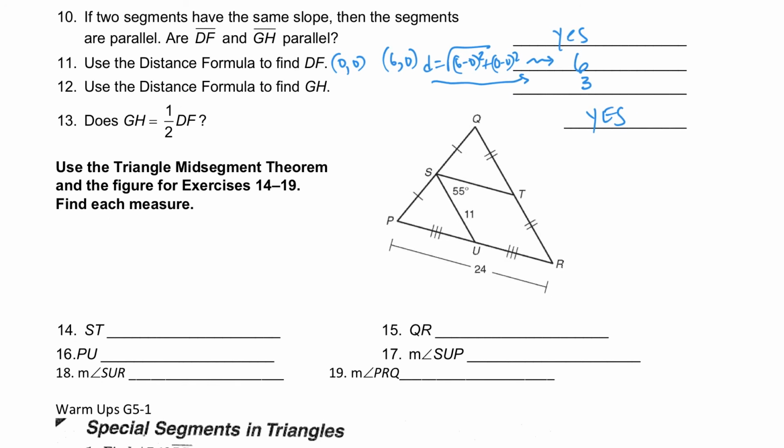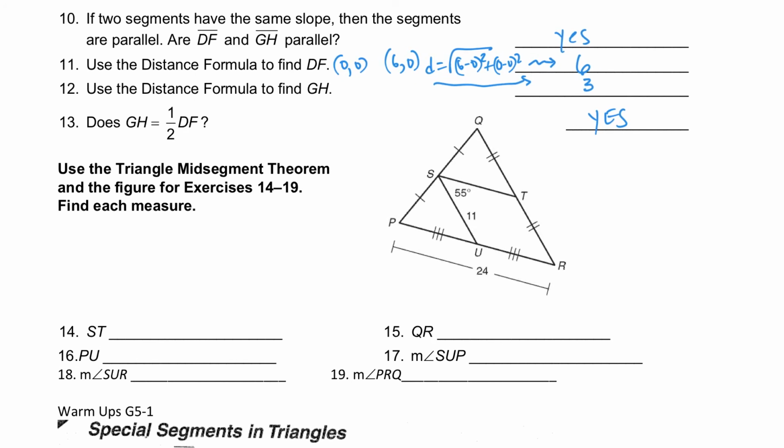All right, on the next problem, let's move this up a little bit. It says use the triangle mid-segment theorem and the figure for exercises 14 through 19 to find each measure. So ST right here, we've got from S to T. Well, if this piece from P to R is 24, then S to T will be 12. P to U is that one right there. Again, if that's 24, we know that this is a midpoint, so that will also be 12. And then Q to R, well, now this piece right here they're telling us is 11, so Q to R will be double that, which is 22.